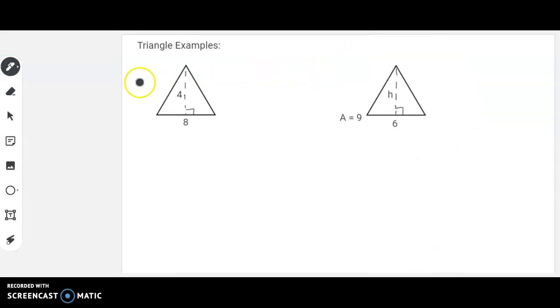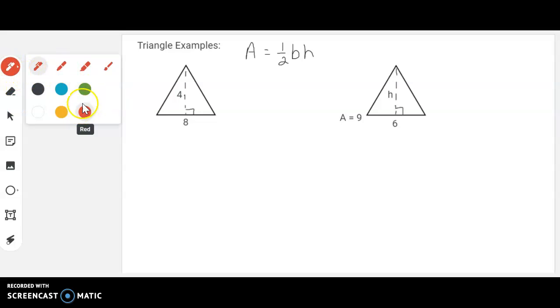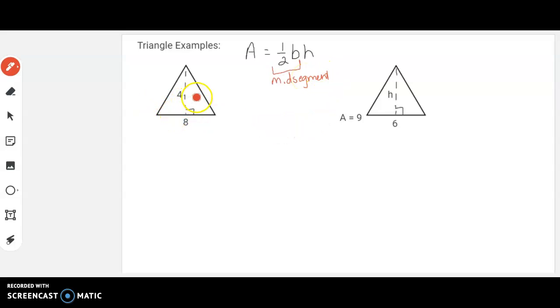Okay, next we have our triangles. So area for a triangle is 1/2 base times height. And again, this is similar to the trapezoid because this piece, 1/2 base, that is also the mid-segment formula for a triangle. Okay, so we are taking the midpoint of each side, and that would be the mid-segment. It goes right across. Okay, so 1/2 base times height.